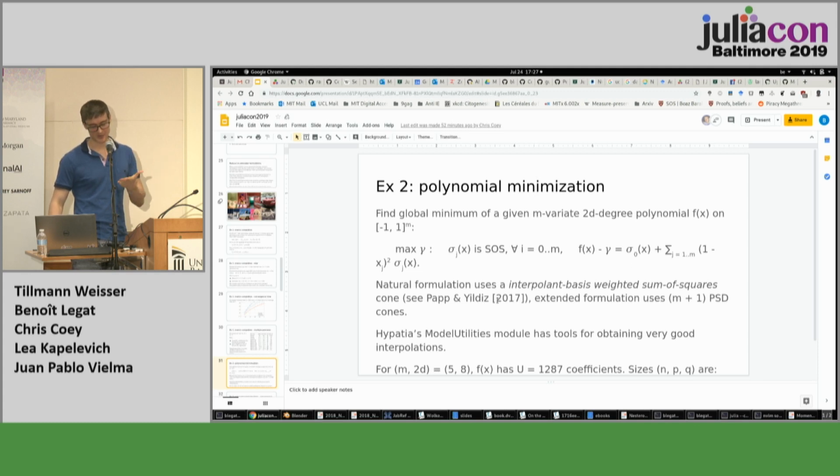Now I mentioned interpolant basis. I don't really have time to go into that, but in general, using an interpolant basis can give you very good numerics for a sum of squares. In Hypatia, we have a module called Model Utilities, which does pretty much the most advanced things for finding these good interpolations, and it allows you to use them in your modeling afterwards. Okay.